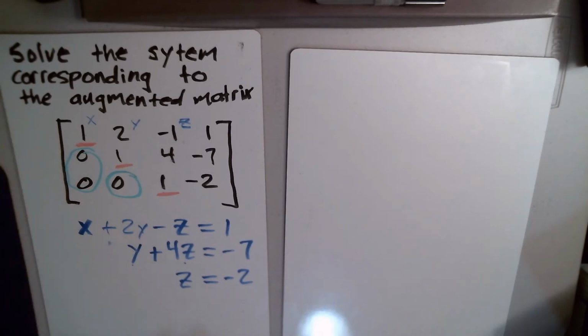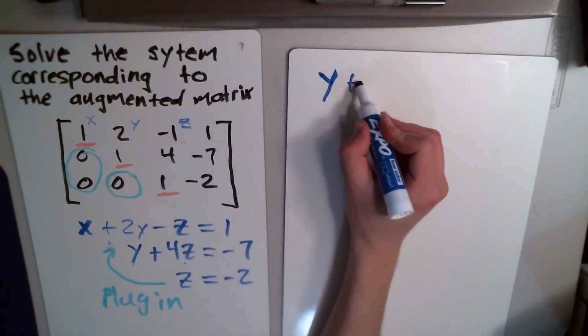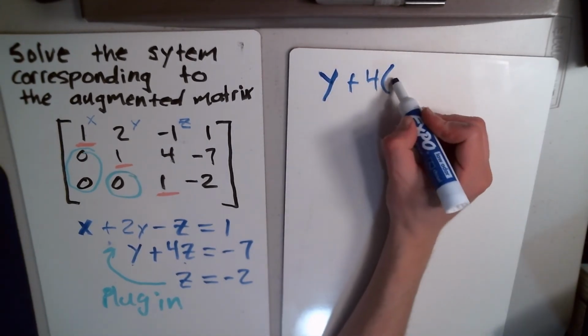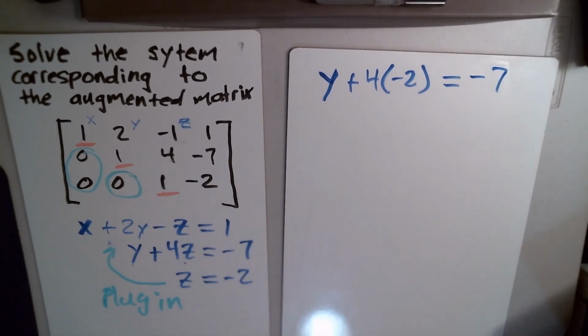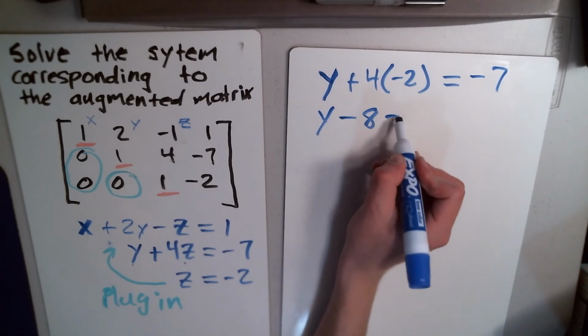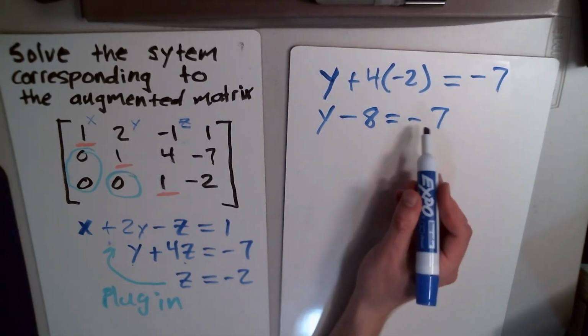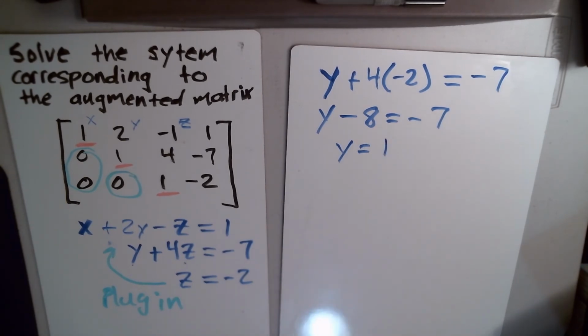Maybe I'll use a different color as we plug in. Okay, and so when we do that, we get y plus 4 times z, which is negative 2, is equal to negative 7. And now we can solve for y really nicely. Okay, so we get y minus 8 is negative 7, and we just add 8 on both sides, so we get y is 1. Okay? So now I know z and I know y.